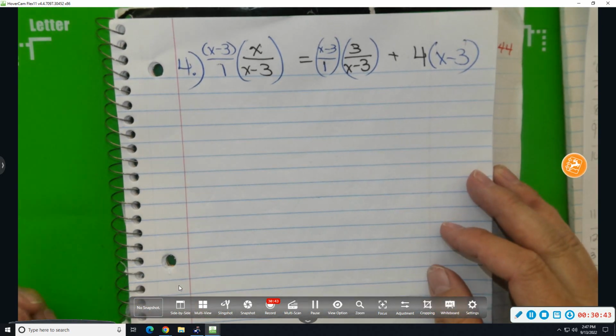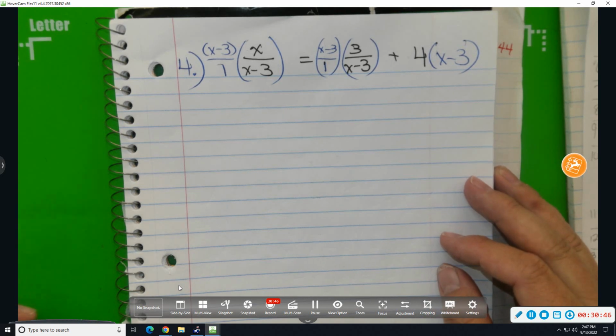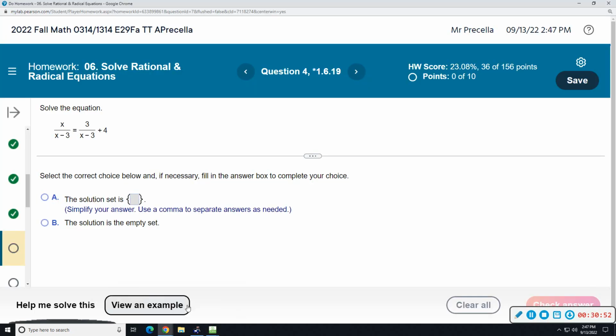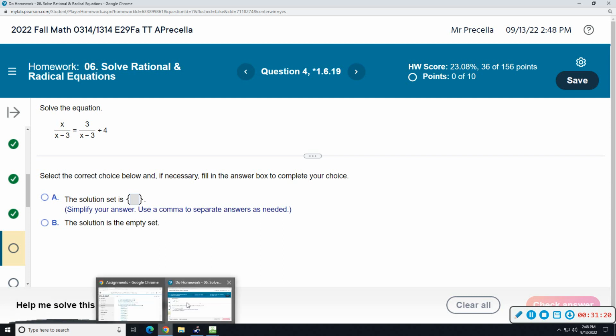What would be the only number that would be unacceptable as a solution? What would give us a denominator of 0? Did I hear someone say 3? Positive 3? Yeah, 3. So if we wind up getting x equals 3, we're going to have to choose no solution, the empty set. But this one's actually less messy than the first one.